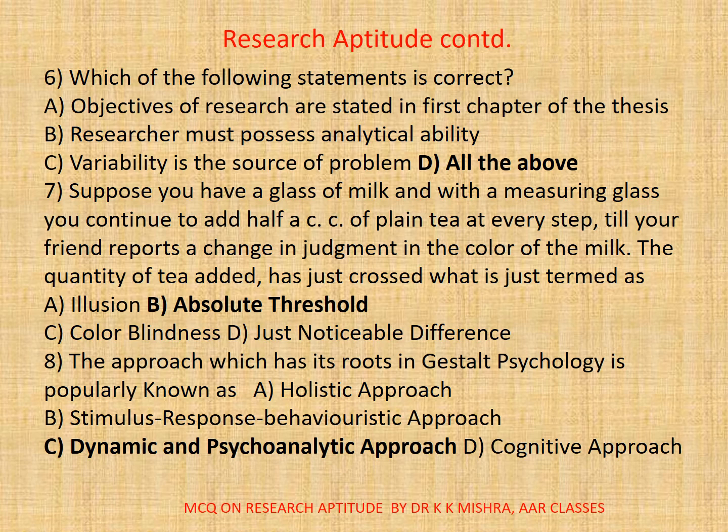7. Suppose you have a glass of milk and with a measuring glass you continue to add half of plain tea at every step till your friend reports a change in judgment in the color of milk. The quantity of tea added has just crossed what is termed as A. Illusion. B. Absolute threshold. C. Color blindness. Or D. Just noticeable difference. Correct option is B here, absolute threshold.